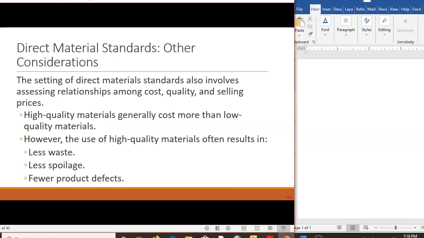So we have to understand those relationships between cost, quality, and selling prices. We already know that high quality materials generally cost more than lower quality materials. However, especially depending on our manufacturing process, higher quality materials mean that we usually have less spoilage or less product defects, which can result in less waste.